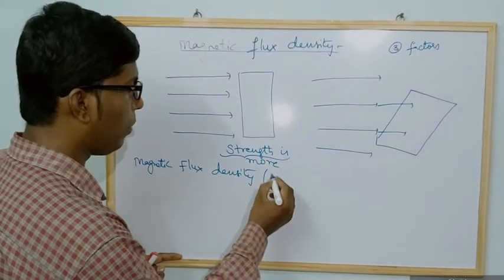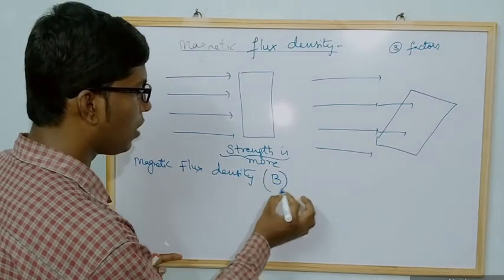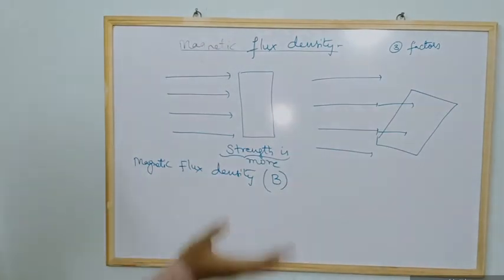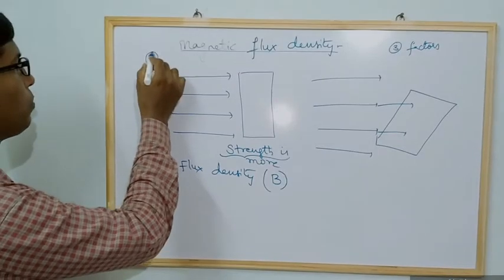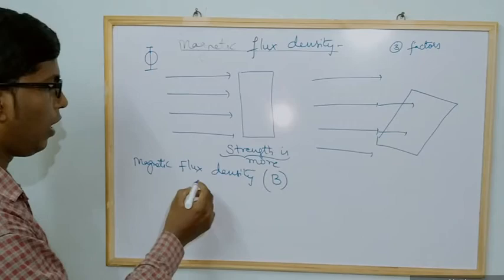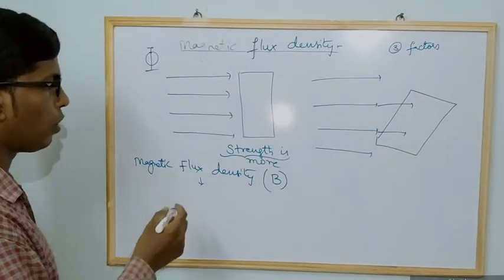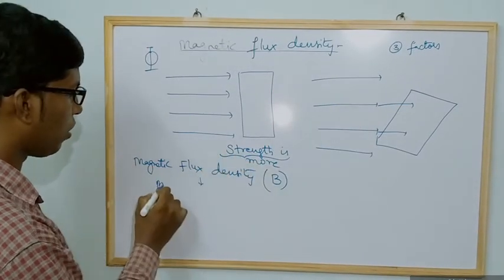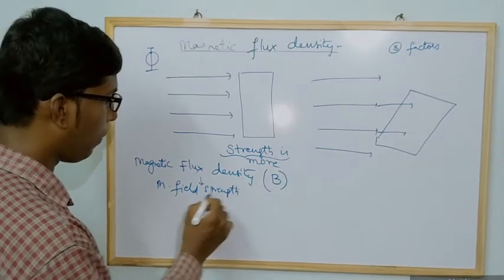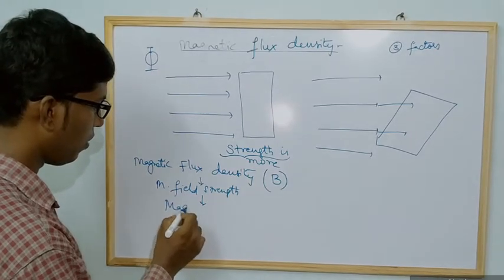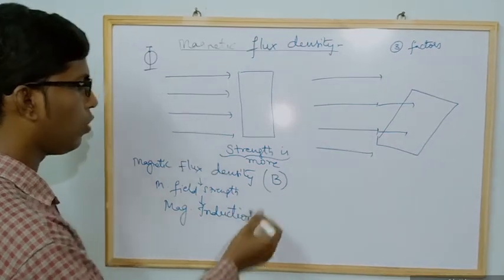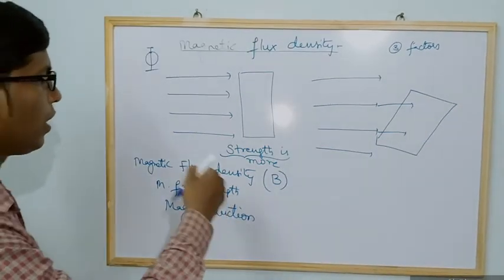Remember, the flux density is denoted with the letter B, and in the previous case we observed that flux is denoted with the letter phi, and this is the density. One more thing to remember: magnetic field strength or magnetic induction, which you will learn in the coming topics, are all denoted with the same letter. Don't get confused here.